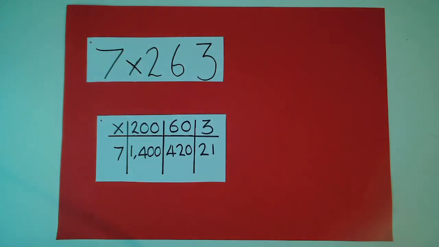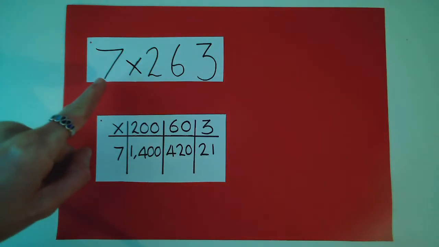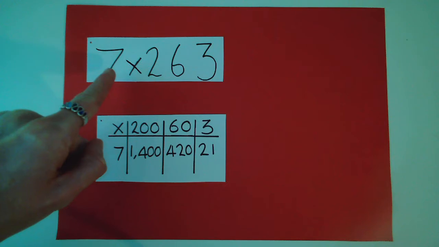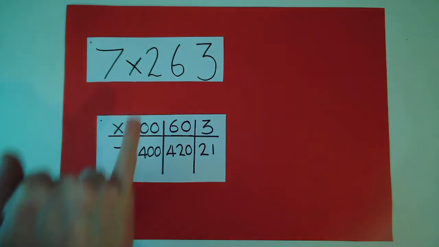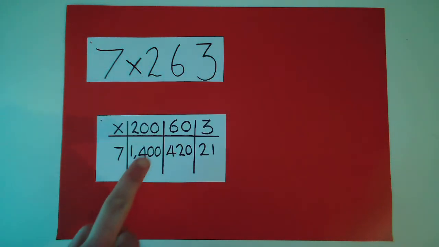Okay, so for the red problems from yesterday's video, we have 7 times 263. Now this is really tricky, so anyone who had a go at this, give yourselves a pat on the back. So 263 should be partitioned into 260 and 3, and then we have our 7 here.